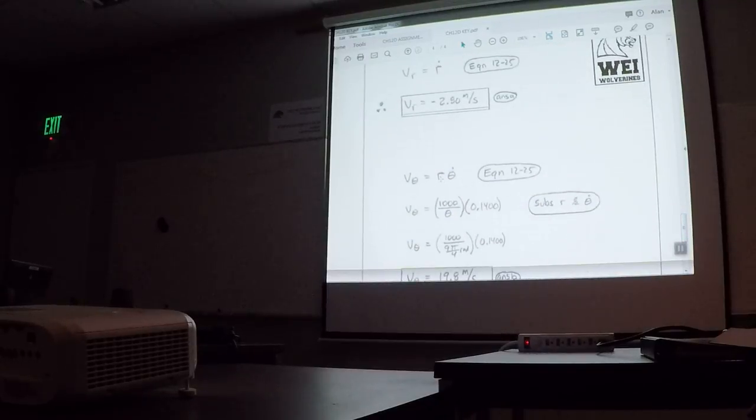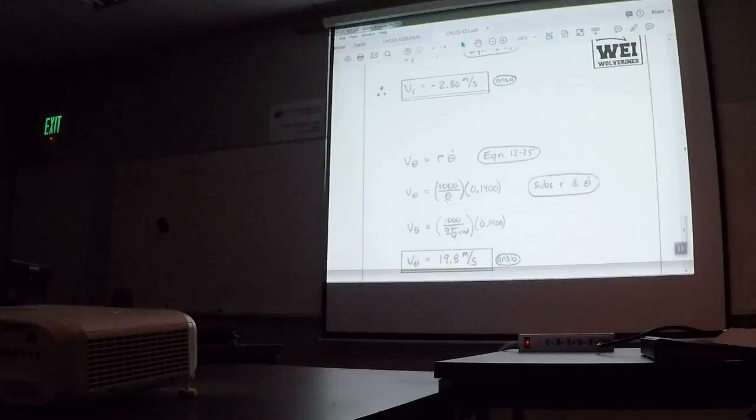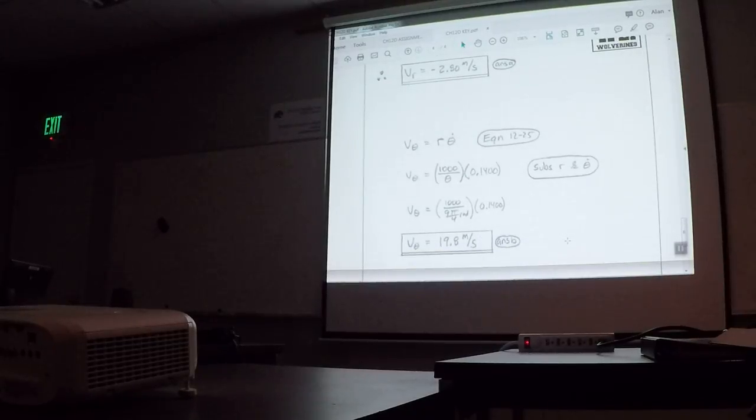So I plugged in 1,000 divided by my angle is equal to, well, we happen to have that solved. That is your angle dot, angular velocity of 0.14. And then I plugged in the angle they wanted, an angle of 9 pi over 4, when we're trying to solve for all these things. And there is basically your tangential velocity: 19.8 meters per second.